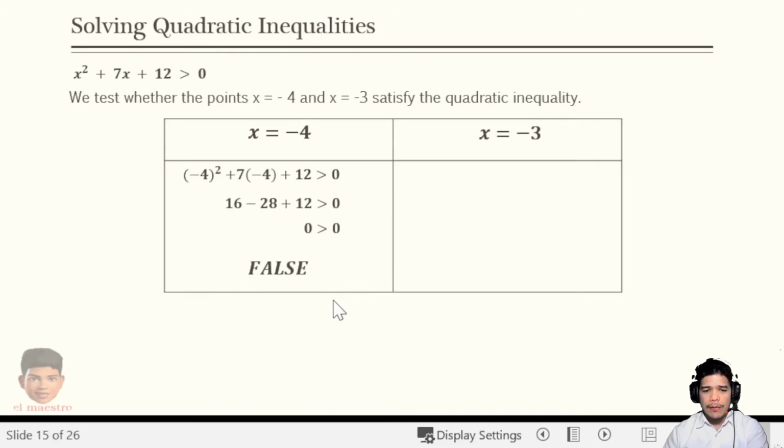So, meaning this statement is false. Okay? So, that is false, meaning, since nag-false siya, that is why x equal to negative 4 is not part of the solution. Kaya siya, open circle. Okay? Yung kanina, naka-open circle. Okay? So, the same thing with x equal to negative 3. If you use your calculator, substitute mo, and you will have 0 is greater than 0, which is also false.